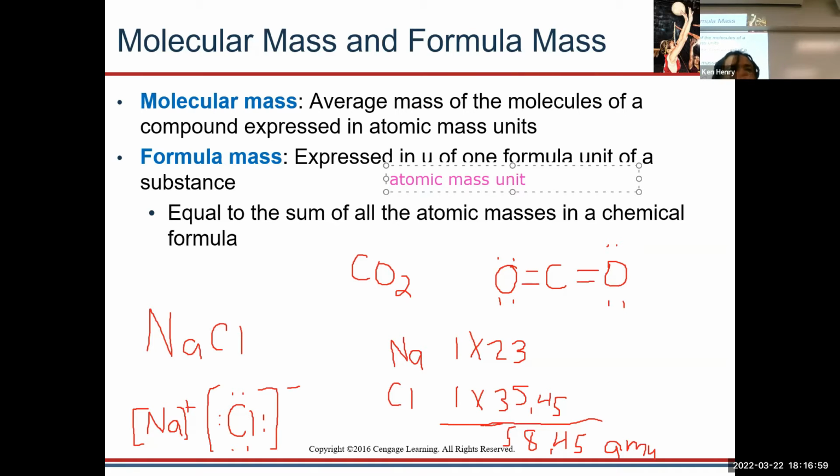So in your book, often you'll see mass units, or you'll see MUs for mass units, or you'll see units. So you'll kind of see all three: AMU, mass units, units. They all mean the same. Okay, so if I was calculating the molecular mass of carbon dioxide, how would I go about doing that?